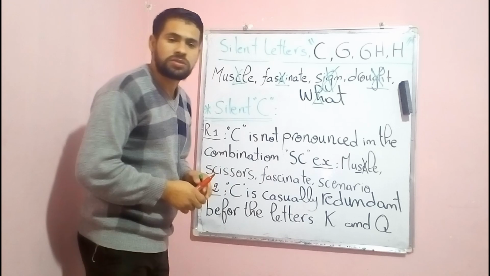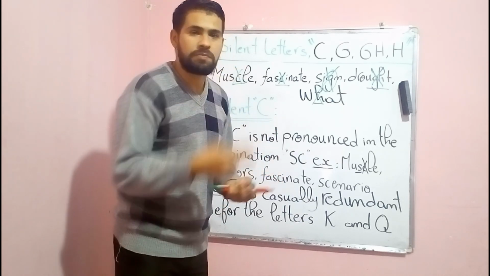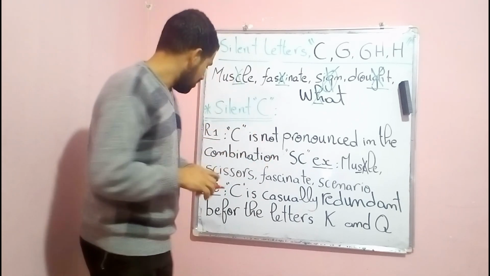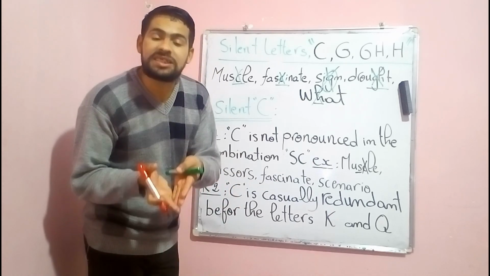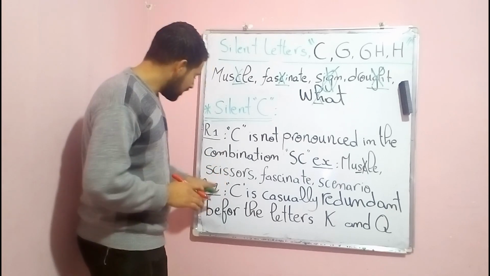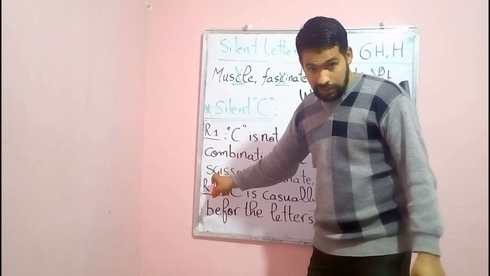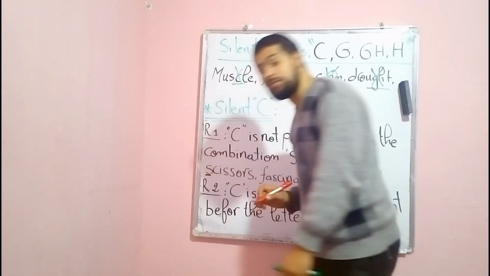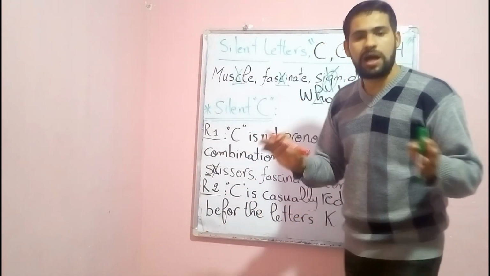Now, scissors, something that you use to cut papers. Sorry, not the meaning, I explained the meaning. So, scissors, look here, what do we have? We have S and we have C. We have S, then we have C. So because we have S here, the C here is not pronounced.